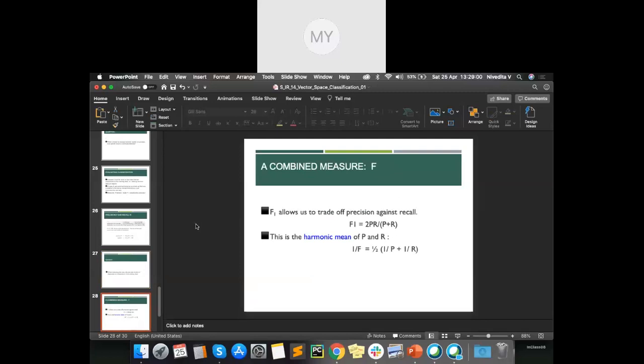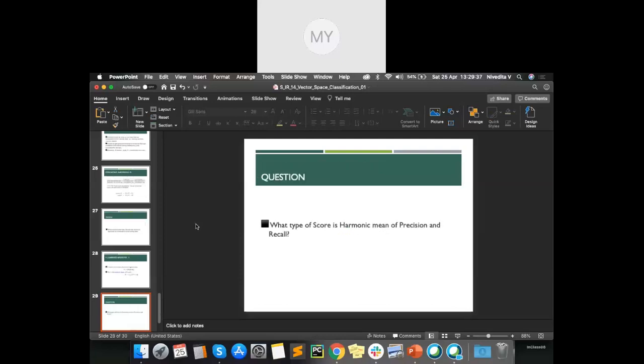Hi, this is Vashita. With both precision and recall, we can find the combined measure, which is the F1 measure, and F1 allows us to trade off precision against recall. The formula is F1 equals 2PR divided by P plus R, and this F1 measure is called the harmonic mean of precision and recall, with the formula 1 by F equals half into 1 by P plus 1 by R. My question is, what type of score is the harmonic mean of precision and recall? And the answer would be the F1 measure. Thank you.